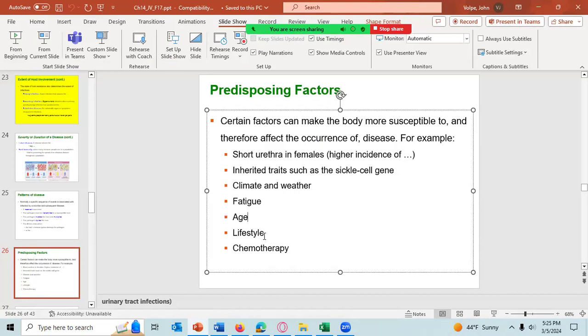Lifestyle can greatly affect your predisposing factors. It's well known that smokers are more likely to come down with a respiratory illness, and that's because smoking damages their mucous membrane, as well as probably weakens their immune system. Chemotherapy is a predisposing factor, mainly in that it weakens the immune system. So you're more likely to get an infection, and the infection is more likely to get established and then cause disease. Any question about any of these predisposing factors?